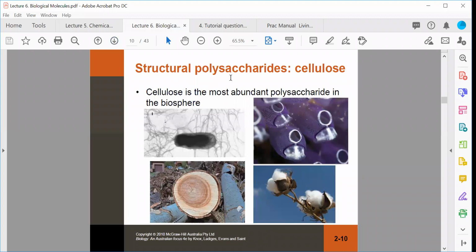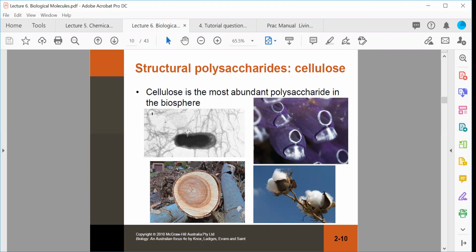All right, our first example is that of a structural polysaccharide, and of course cellulose would have to be number one because cellulose is the most abundant polysaccharide in the biosphere. So we find cellulose predominantly in plants. For example, this tree trunk would consist of about 50% cellulose. Even more so in cotton, which is about 90% cellulose. But we can also find cellulose in some unexpected places.